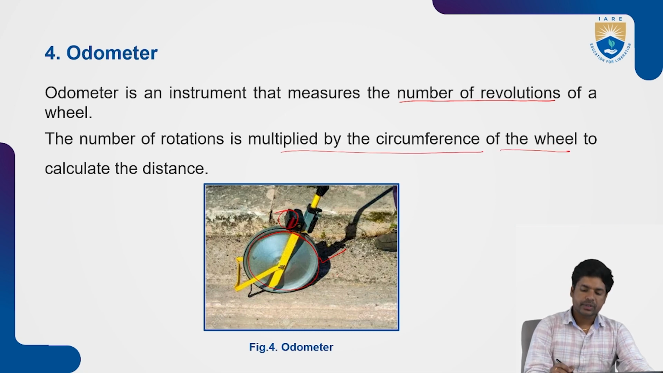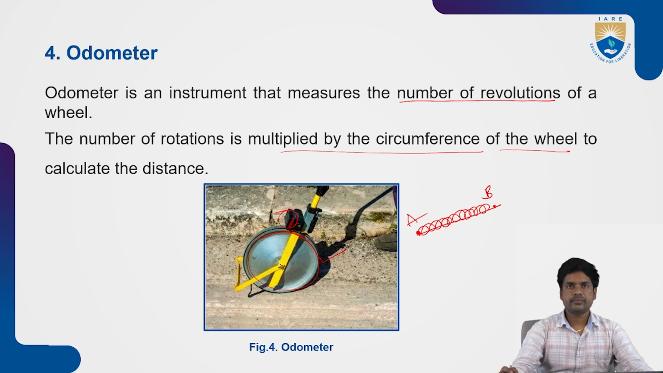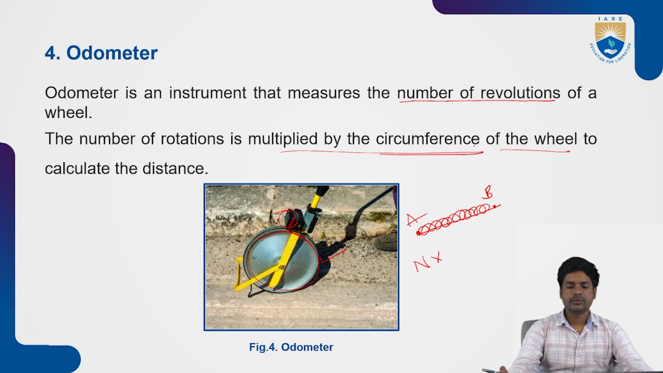So after moving the odometer wheel from point A to point B, if you move the wheel like this, it is going to take some revolutions around this particular distance, right? So after reaching the point B, you just have to note down the number of revolutions taken by the particular wheel, and that particular distance will be calculated by multiplying the number of revolutions with the circumference of the wheel. Okay, we are going to measure the distance by multiplying the circumference and number of revolutions.